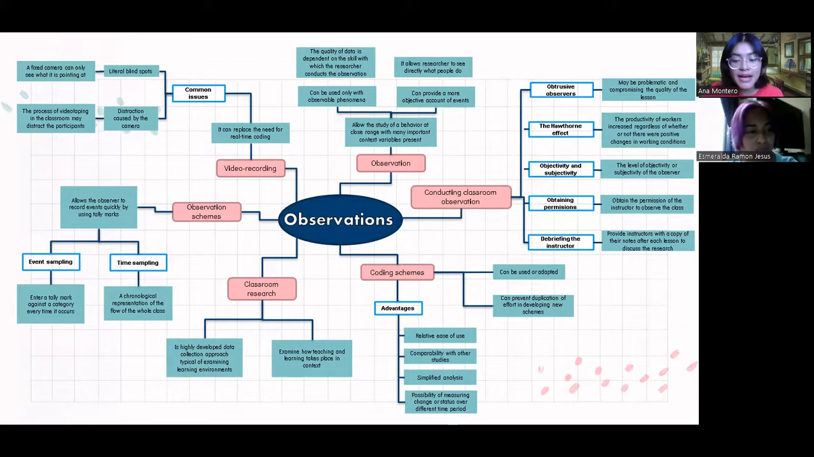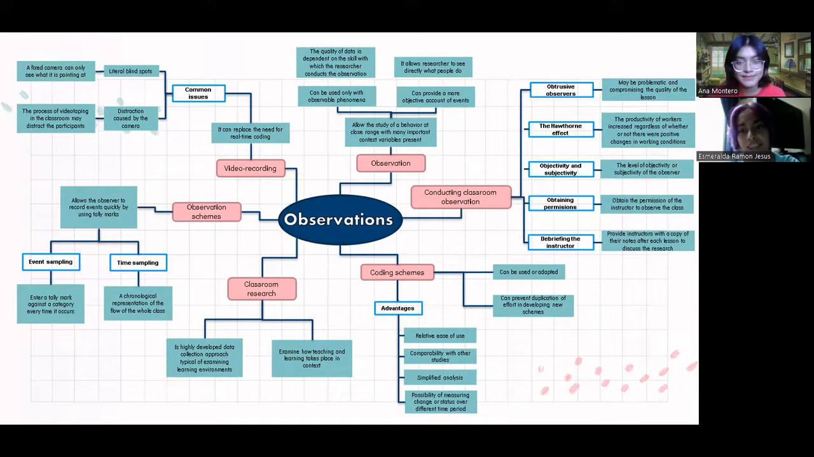Well, the impact of these two needs to be reported in the research because it is necessary to strive for objectivity and to be aware of the subjectivity. Obtaining permissions: it is important to obtain the permission of the instructor to observe the class. And finally, debriefing the instructor. We need to provide the instructors with a copy of our notes of every lesson to discuss the research.